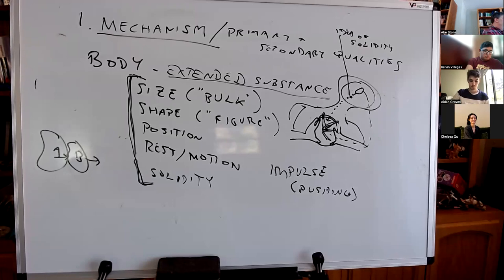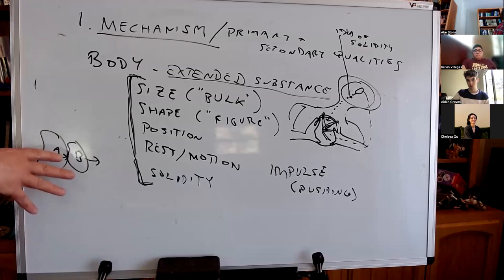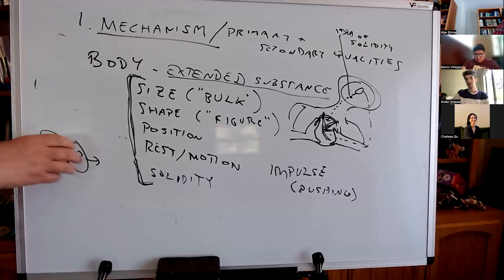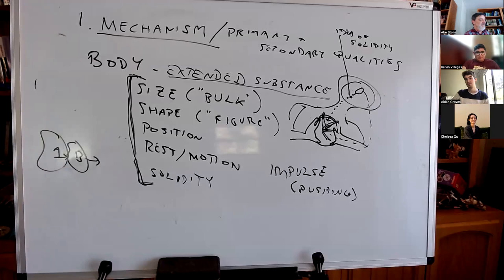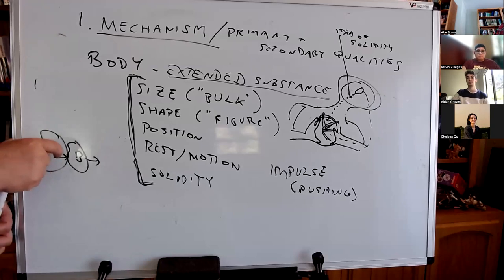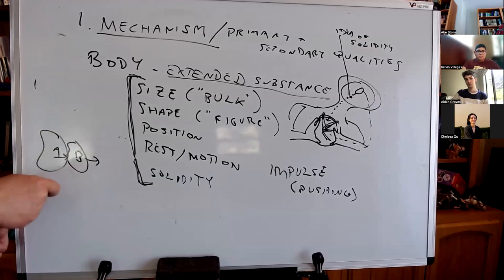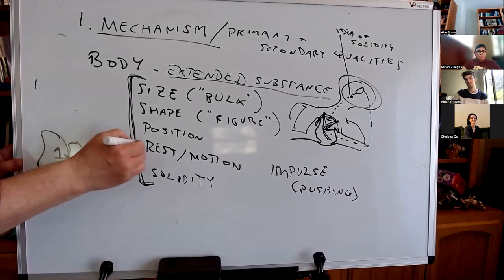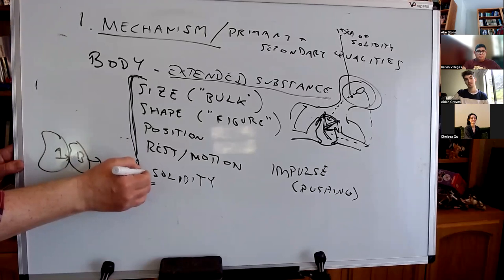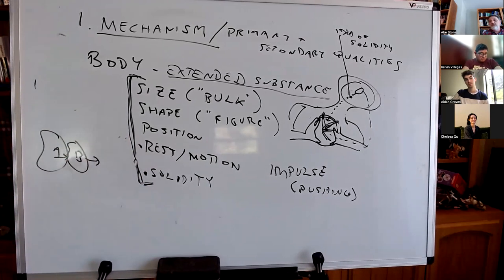But we're not trying to derive the laws of motion here or the laws of collision. It's more fundamental than that. We're not saying at this point which one is going to stop and which one is going to move. But the point is, by moving into another body's space, this body can cause something to happen in that body, or vice versa. That is, due to their solidity, they can affect each other's rest and motion.